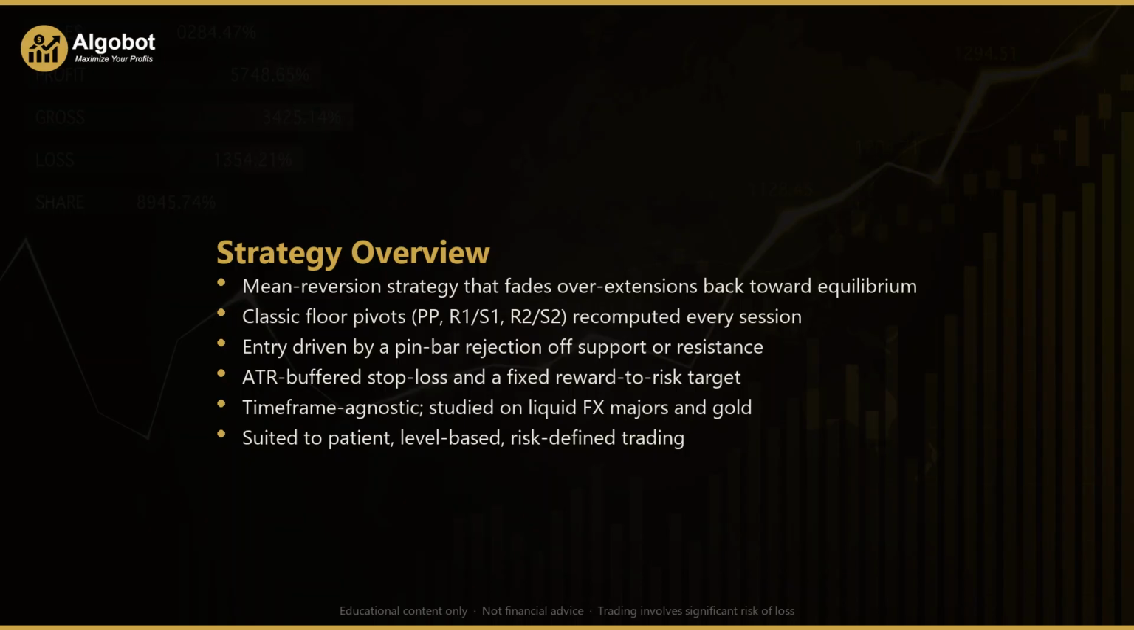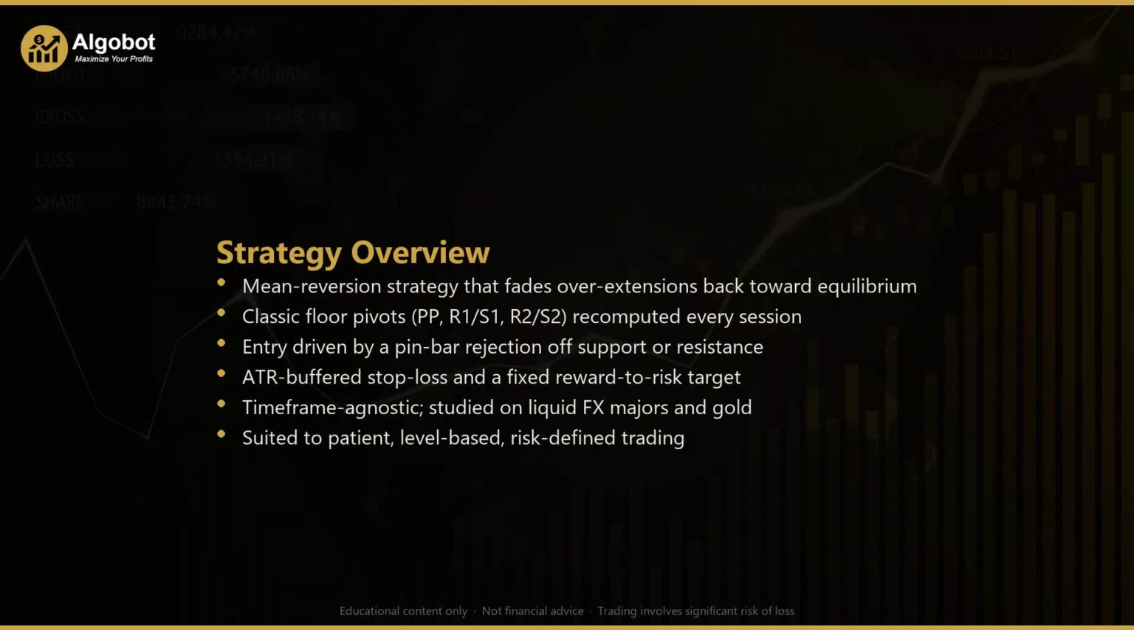The engine behind it is the classic floor pivot calculation. Every 24 completed bars, which is the default pivot period setting, the strategy takes the high, low, and close of that block of bars and computes a fresh set of levels. The central pivot point, a first and second resistance level above it, and a first and second support level below. These levels are frozen for the next session and act as the map the strategy trades against.